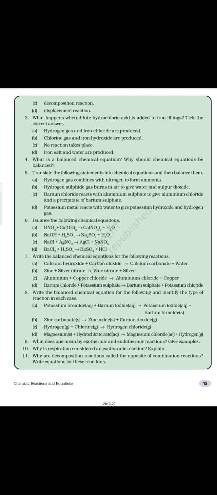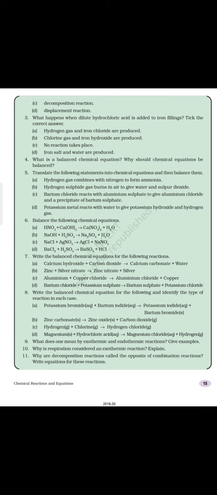Barium chloride reacts with aluminium sulfate to give aluminium chloride and a precipitate of barium sulfate. Barium valence is +2, chlorine is -1. So if you cross multiply, BaCl2 plus aluminium is +3, sulfate is -2. So if you cross multiply, Al2(SO4)3 gives rise to aluminium chloride, Al +3, chlorine is -1, AlCl3, plus barium sulfate, Ba is +2, SO4 is -2. If I cross multiply, 2 and 2 will get cancelled, it is BaSO4. Only the precipitate is solid, the remaining substances are aqueous.